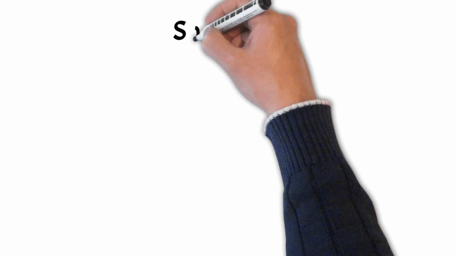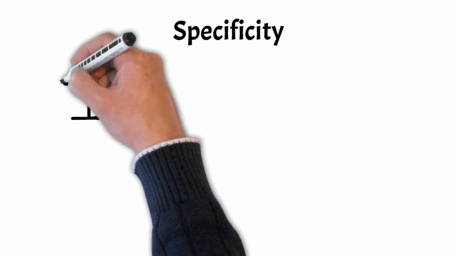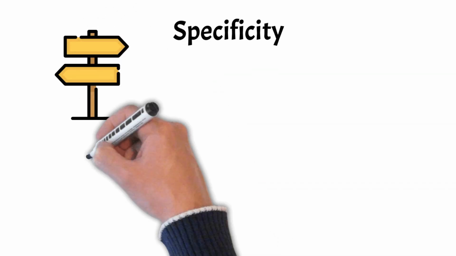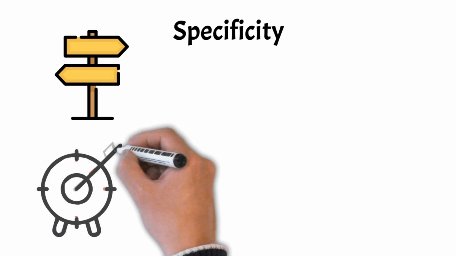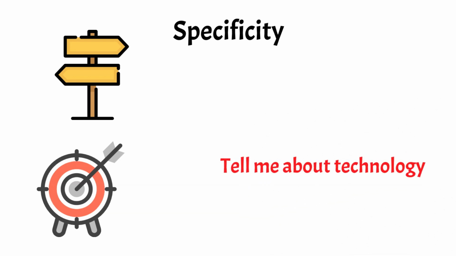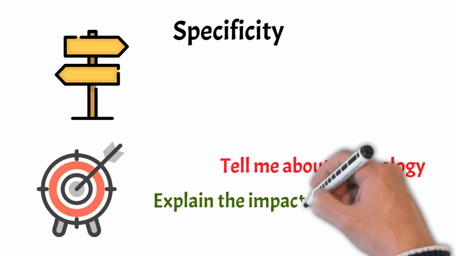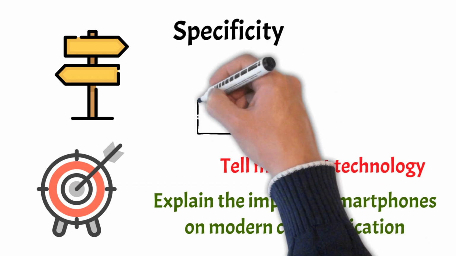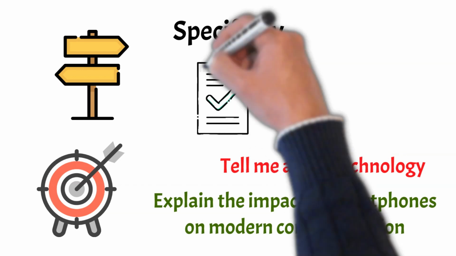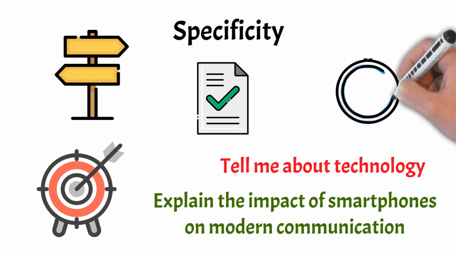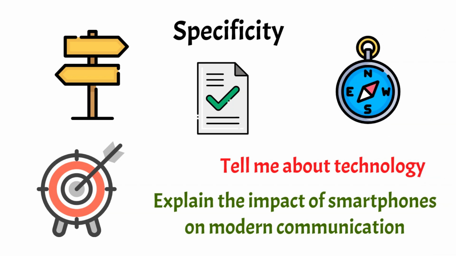Next, we have specificity. Specificity in prompt engineering is crucial for guiding AI systems to deliver precise and detailed responses. When prompts are specific, they provide clear context and narrow down the scope of the request, which helps the AI focus on the exact information or action required. For instance, rather than asking, "Tell me about technology," a more specific prompt would be, "Explain the impact of smartphones on modern communication." This level of detail helps the AI avoid vague or broad answers, ensuring that the outputs are more accurate and tailored to the user's needs. Specific prompts enhance the effectiveness of AI interactions by directing the system to address precise topics or tasks.